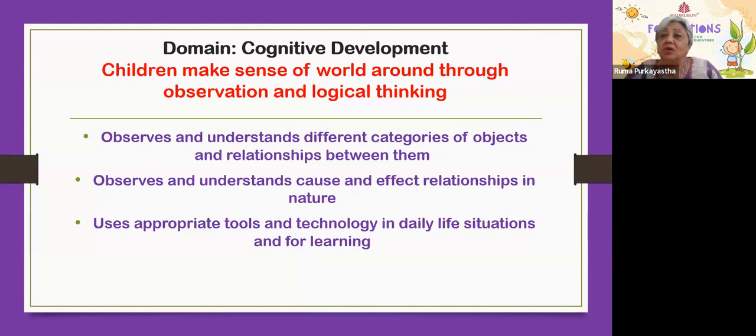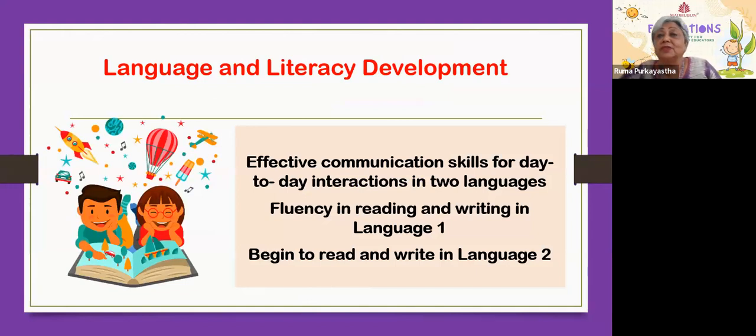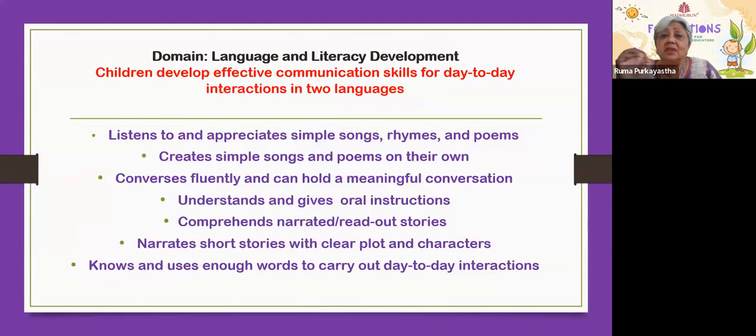Language and literacy is also a definite part of our cognitive development because it's a prerequisite to all learning. Can we learn anything if we don't know language? It's not possible. So of course, it's fluency in reading and writing in language 1 and language 2. We won't get into that debate here. How do I do this at the basic level?